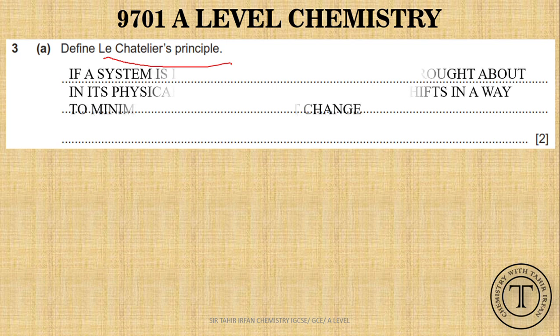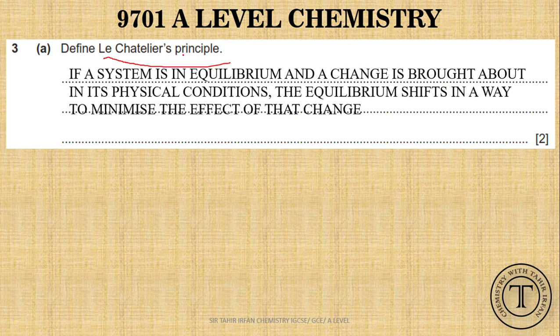So the proper definition says: if a system is in equilibrium and a change is brought about in its physical conditions, physical conditions meaning temperature, pressure, concentration, etc., the equilibrium shifts in a way to minimize the effect of that change. And this is the point: to minimize the effect of that change. Suppose I give you one example.